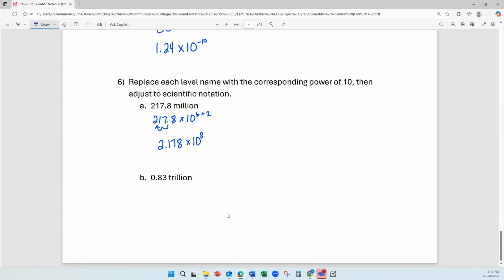And then 0.83 trillion. Trillion is 10 to the 12th. But it's actually less than the trillion, so I'm moving that decimal point 1 place and subtracting 1 from the power of 10. The number was too small, I subtract. So it's 8.3 times 10 to the 11th power.